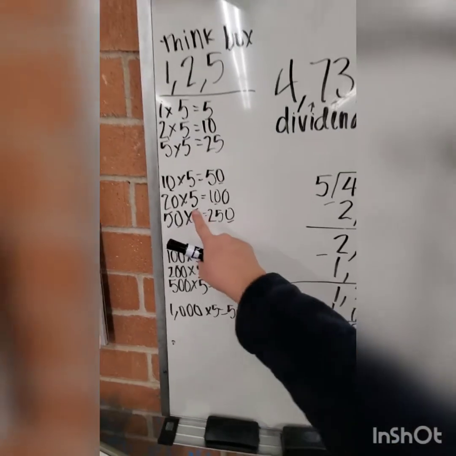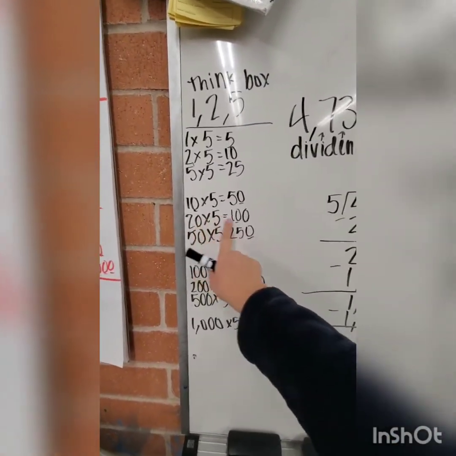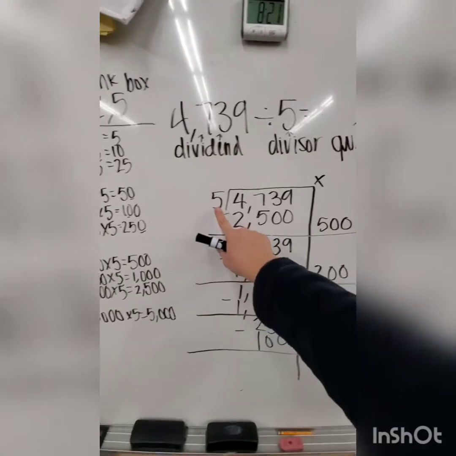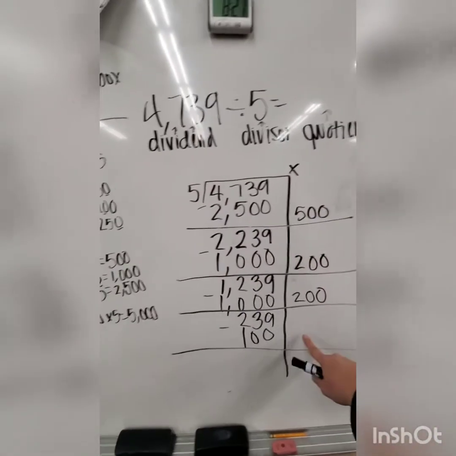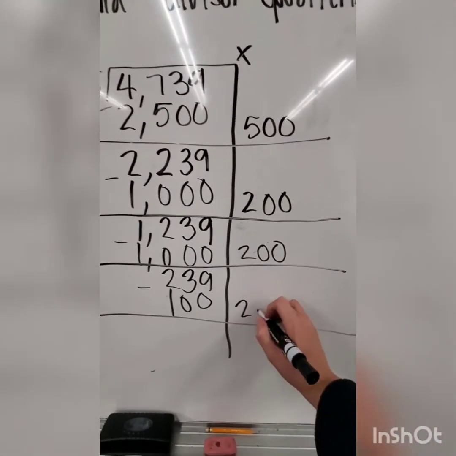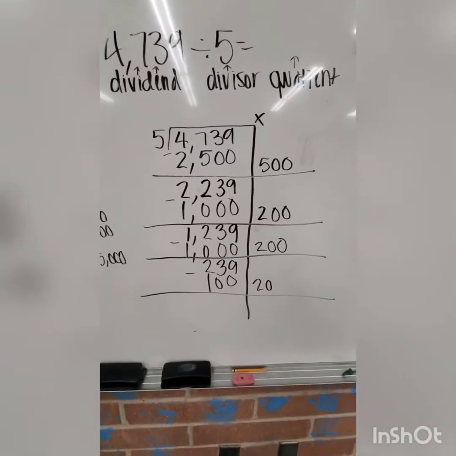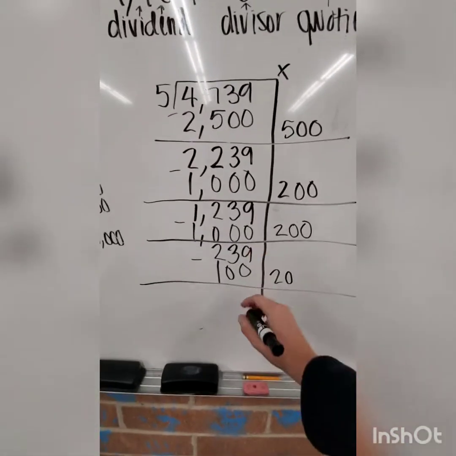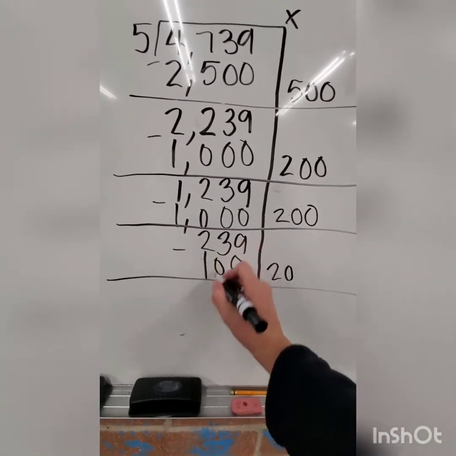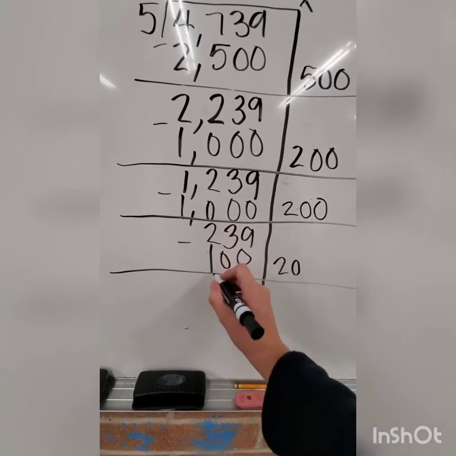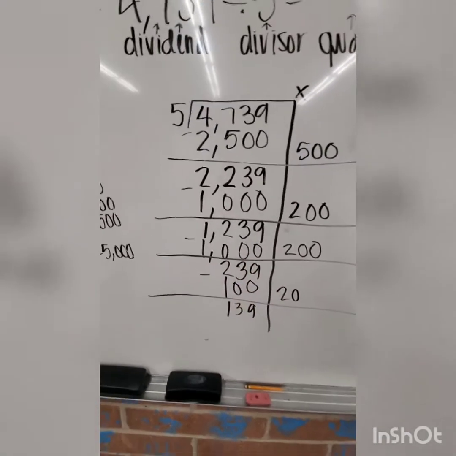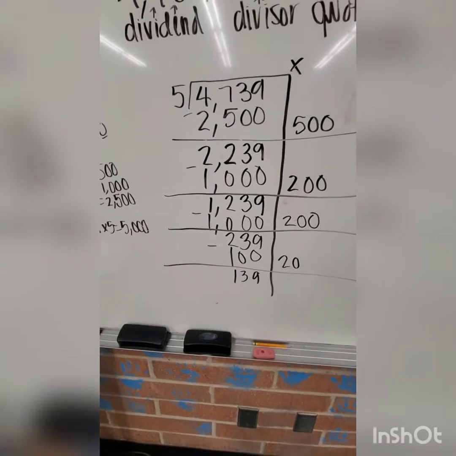And if I look over here, I did 5 times 20 to get 100. So I have to do 5 times 20 and put 20 over here. All right, so now I do 9 minus 0 is 9. 3 minus 0 is 3. 2 minus 1 is 1. So I have 139 left.